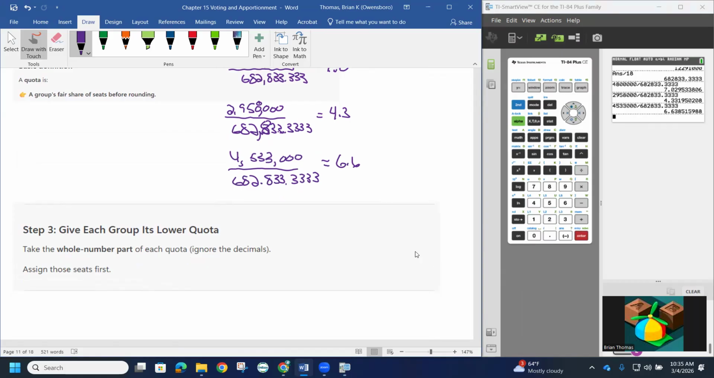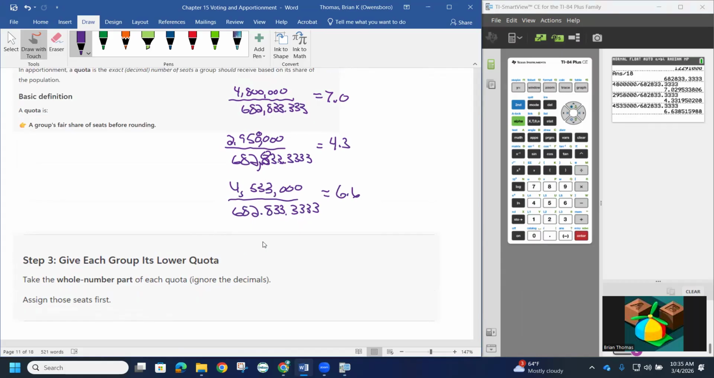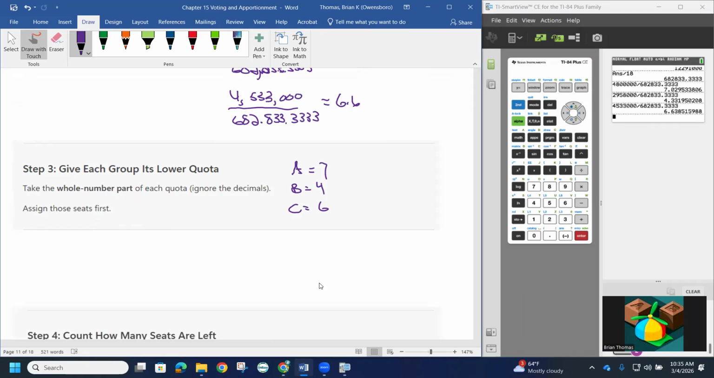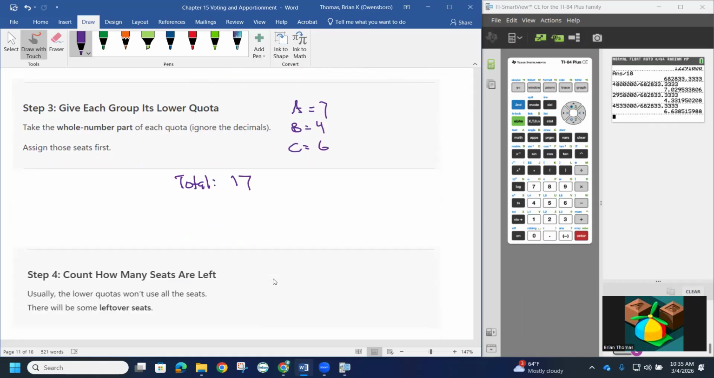Now, what I want to do is just take the whole number part, and that's what we call the lower quota. So A has 7 seats, B has 4 seats, and C has 6 seats at this time. So we assign those seats first. If we add that together, the total seats assigned at this time would be 17. So what we need to do is figure out how many seats are left over. We had 18 to start with. If we subtract 17, that means there's one left.